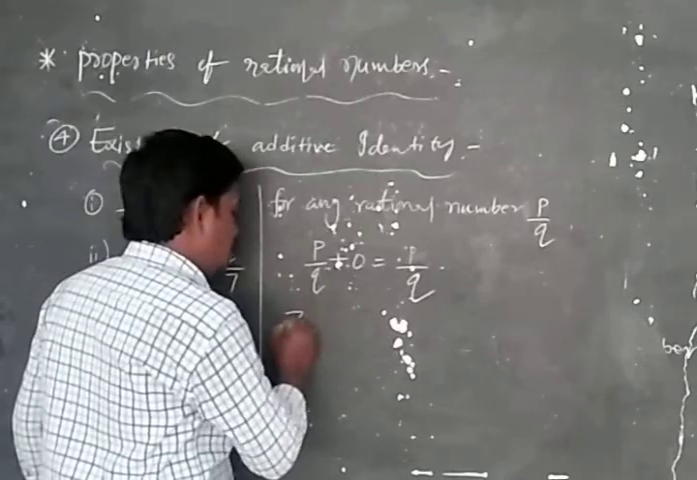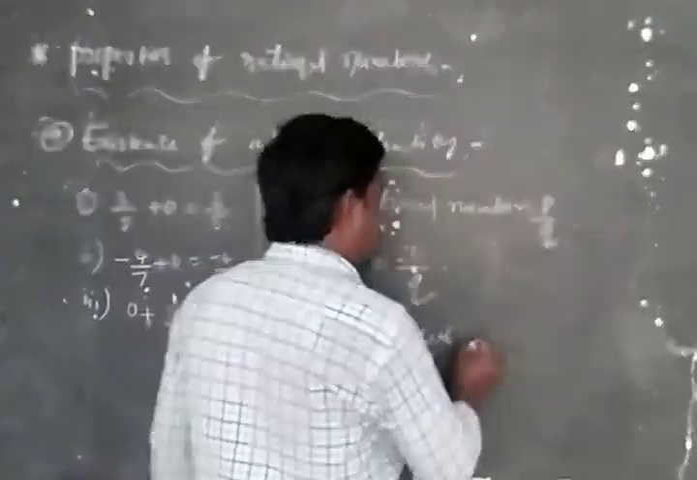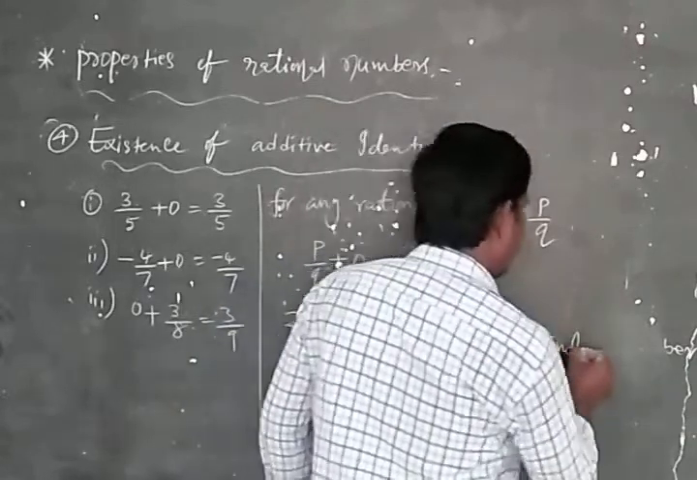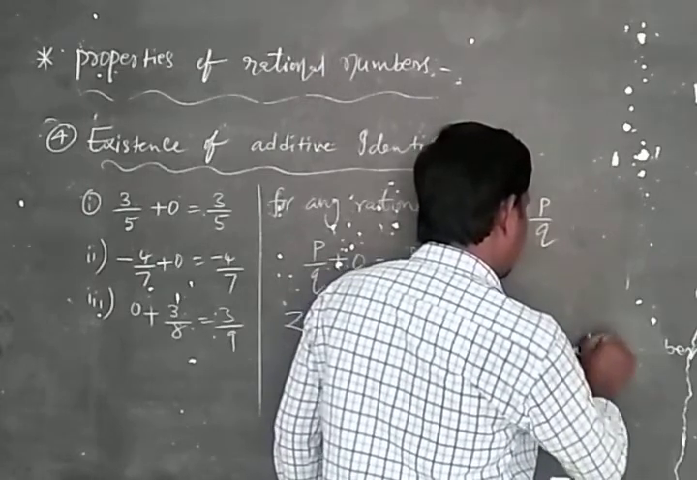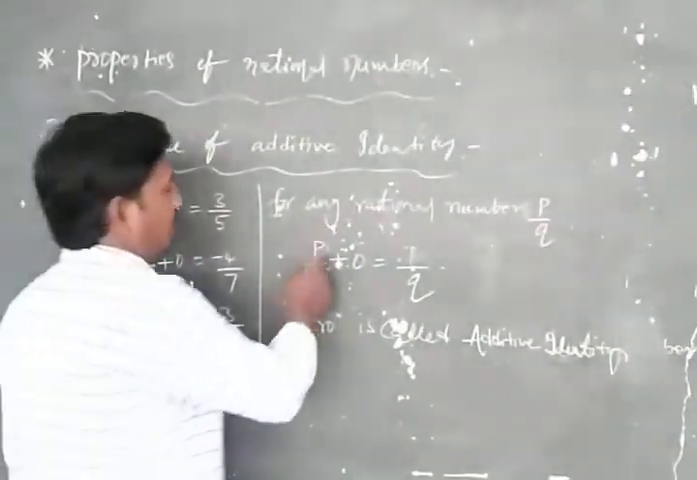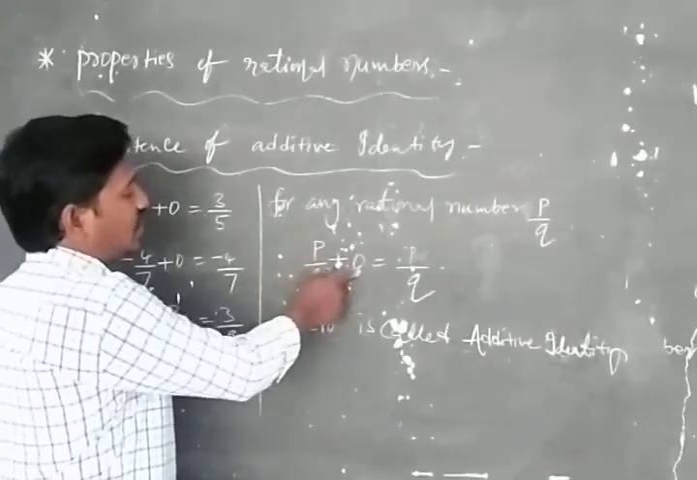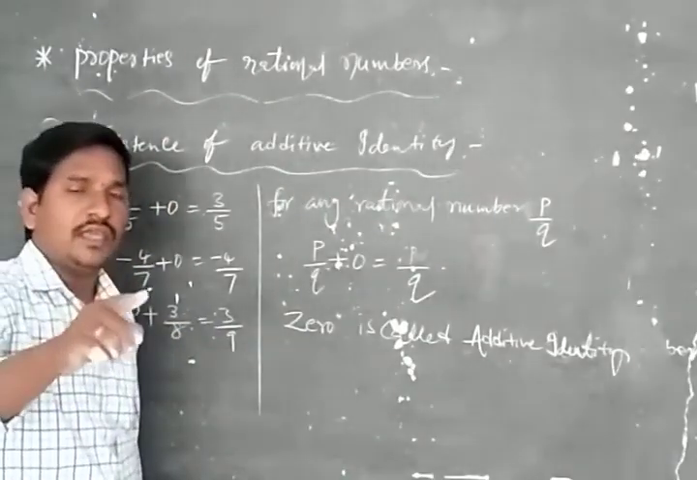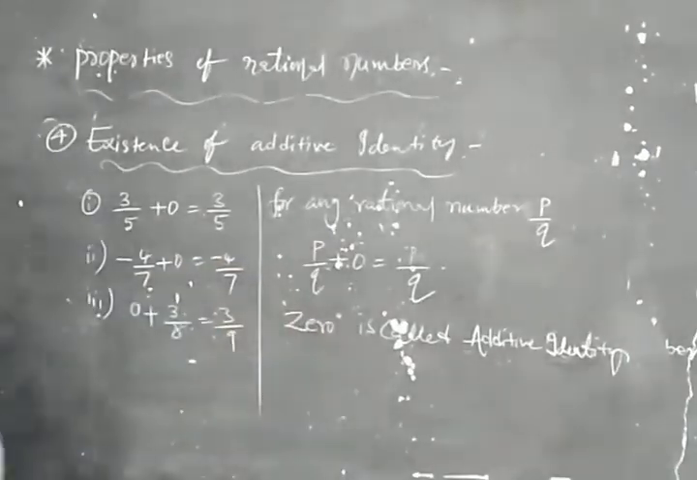So 0 is called the additive identity. We can write p by q plus 0 equals p by q, and also 0 plus p by q is also p by q. So 0 is the additive identity.